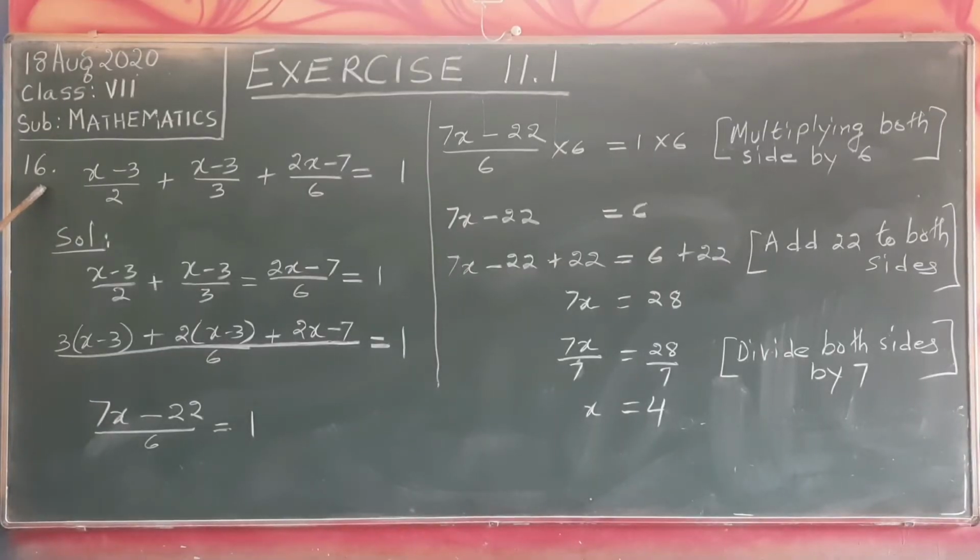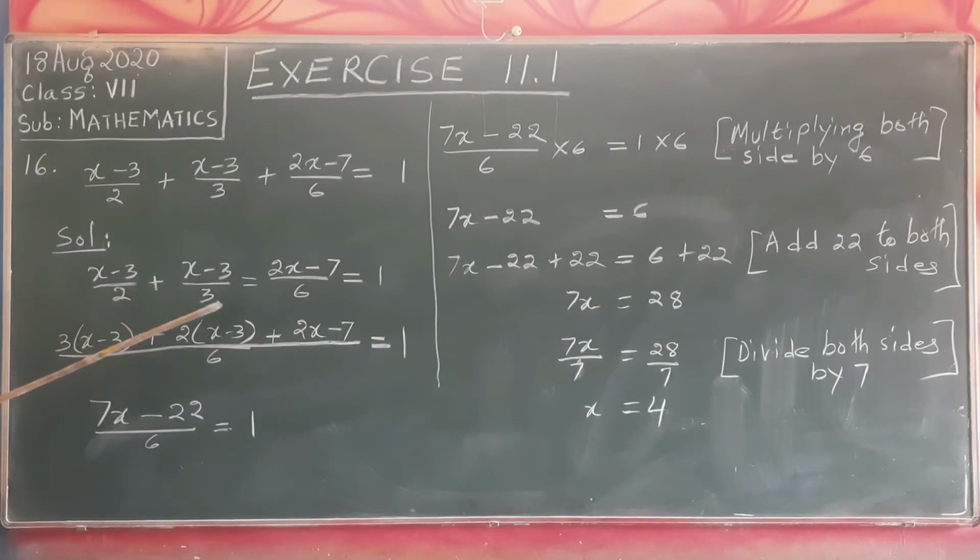16th question. x minus 3 upon 2 plus x minus 3 upon 3 plus x minus 7 upon 6 is equal to 1. Now the solution. When you see the solution here, 2, 3, 6 are the denominators. 2, 3, 6 at the bottom. So you have to find the LCM of this one. LCM of this one is 6 itself.